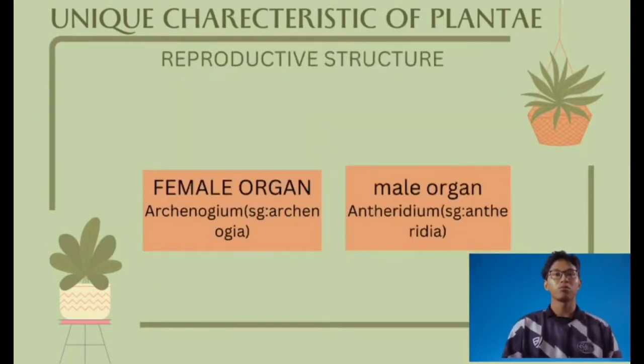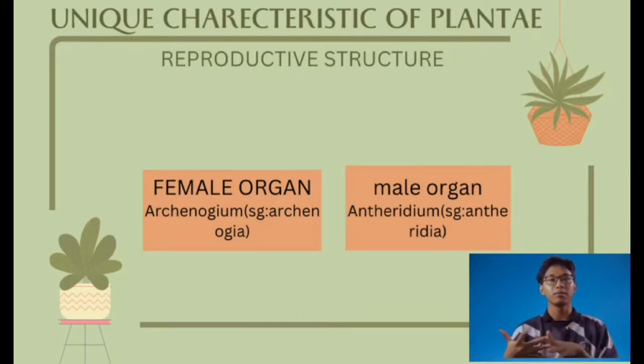Plants also have reproductive structures, same like humans. The female organ is called archegonium, while the male organ is called antheridium. The female organ contains an egg, while the male organ produces sperm. They will fertilize and form a zygote. It will develop in the female organ called gametangium.